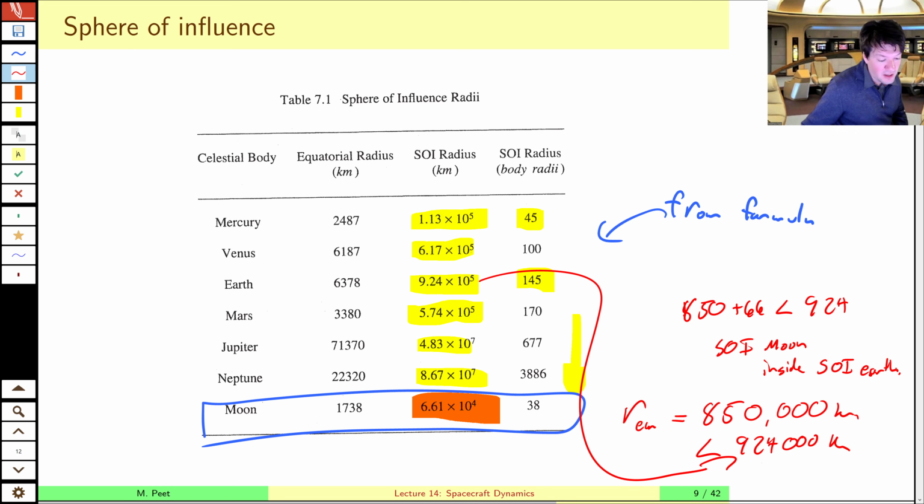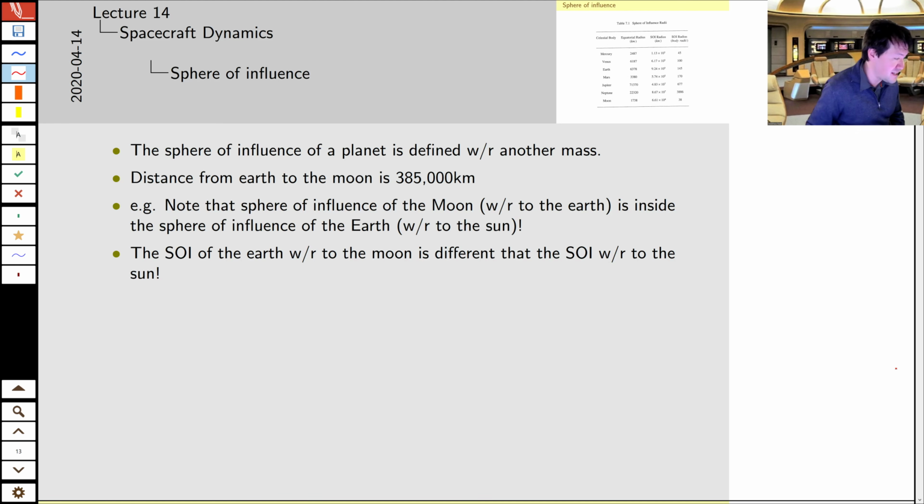Interesting. So if you pass by the moon on the way to Mars, you'll leave the sphere of influence of the Earth, enter the sphere of influence of the moon, leave the sphere of influence of the moon, enter the sphere of influence of the Earth, leave the sphere of influence of the Earth, and enter the sphere of influence of the Sun. You don't really need to pass by the moon on the way to Mars or wherever, but just FYI. So some of that information there.